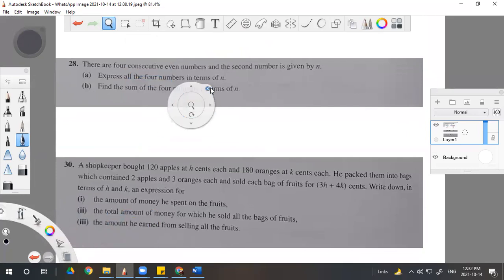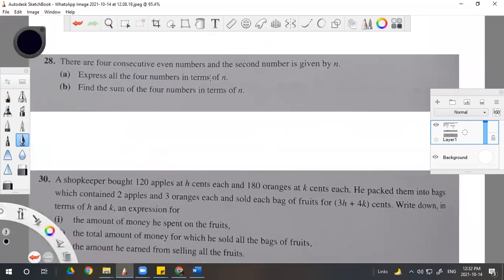Nah, ini dia. There are 4 consecutive even number and second number is given by n. Ada 4 angka. Yeah, we have 4 numbers. Right? 4 consecutive. Consecutive means berurutan. And the second number is given by n. This is the first, second, third, fourth. Right? The second number is n. What is the first number?